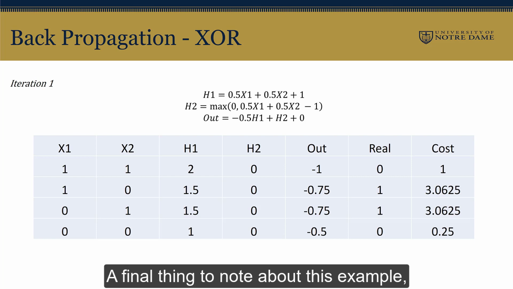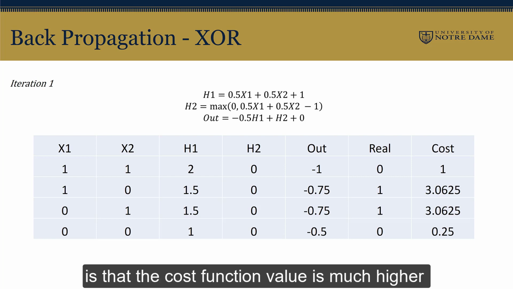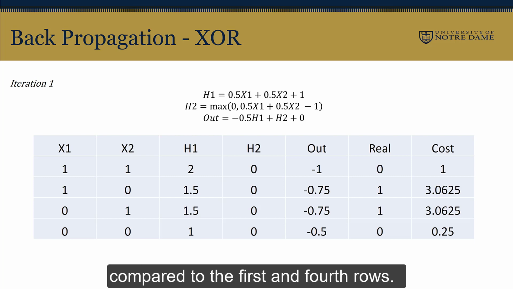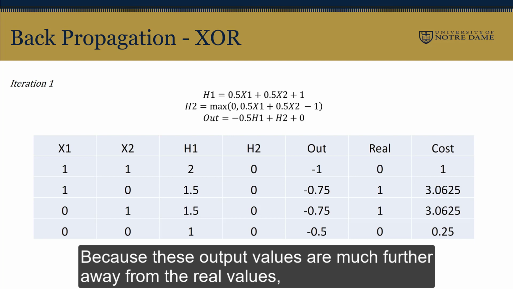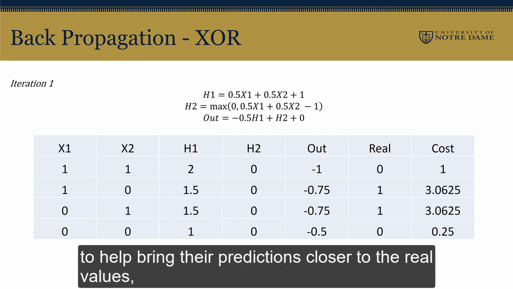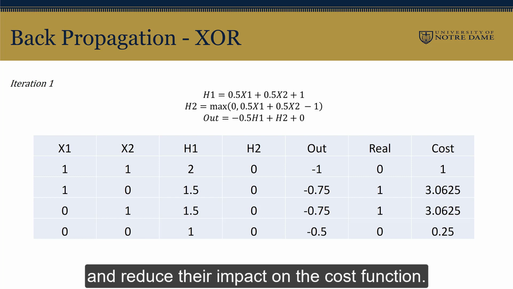A final thing to note about this example is that the cost function value is much higher for the second and third rows compared to the first and fourth rows. Because these output values are much further away from the real values, they will be weighed heavier in the sum to help bring their predictions closer to the real values and reduce their impact on the cost function.